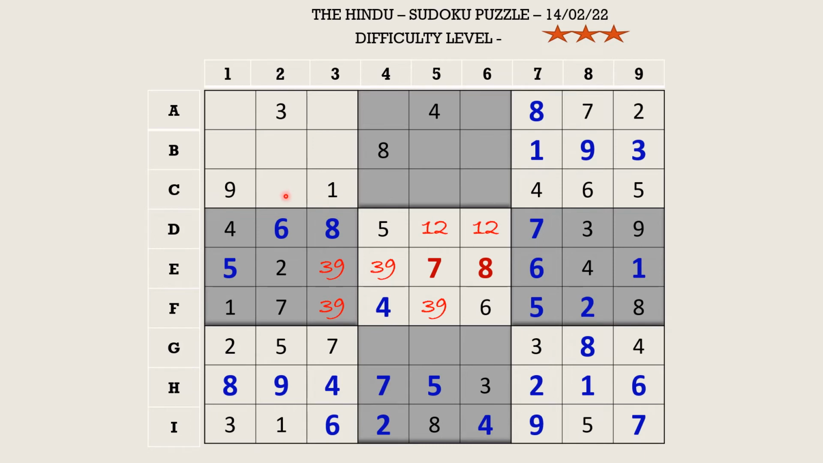Let's try to fill C row. There is a 8 in B row which blocks these three cells. So C2 takes 8. Now the missing numbers are 2, 3 and 7. There is a 2, 7 blocking this cell. So C4 takes 3. Now the missing numbers are 2 and 7. There is a 7 here in column 5. So C5 takes 2 and C6 takes 7.